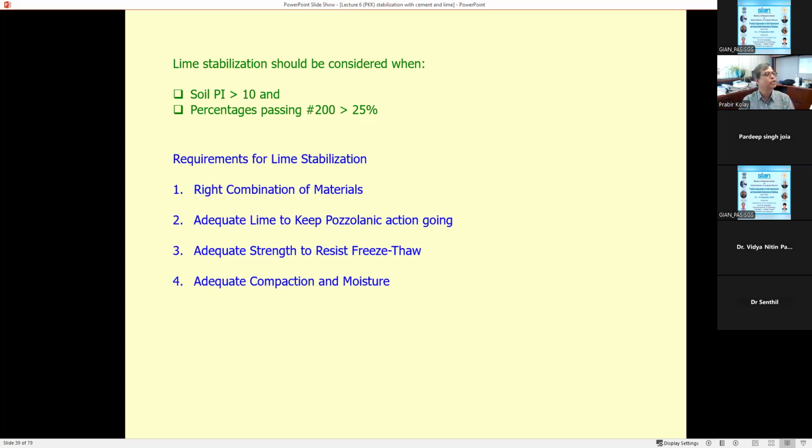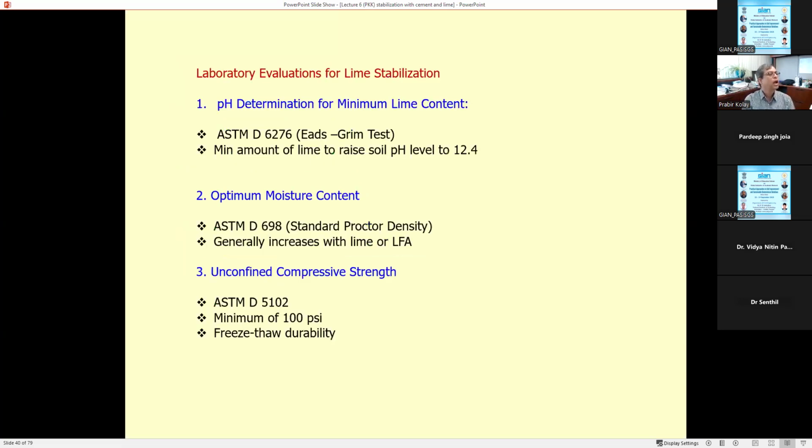Lime stabilization should be considered when the plasticity index is more than 10, or the percentage passing the number 200 sieve, that is 0.075 millimeter, is more than 25%. Okay. So the requirements of lime stabilization are the right combination of materials, adequate lime to keep the pozzolanic reaction going, adequate strength to resist freeze-thaw, and adequate compaction and moisture. There are a few things you need to check.